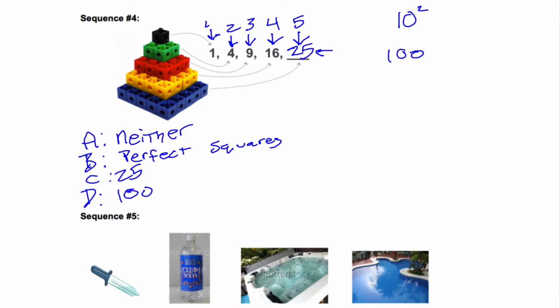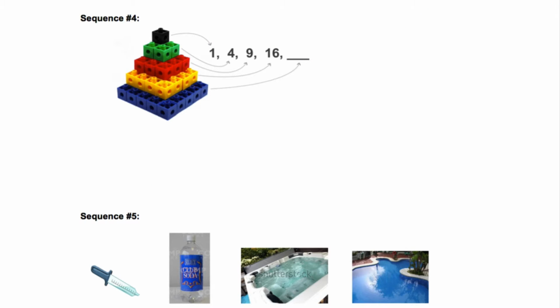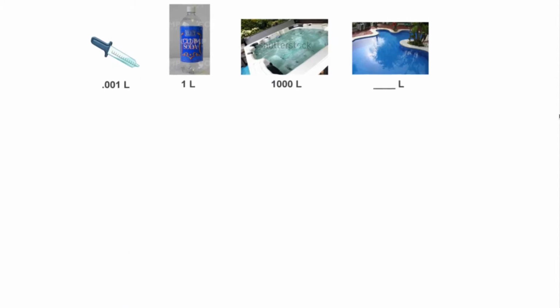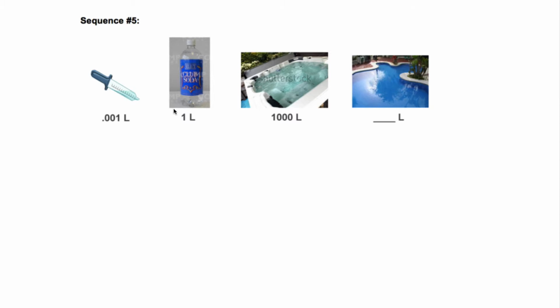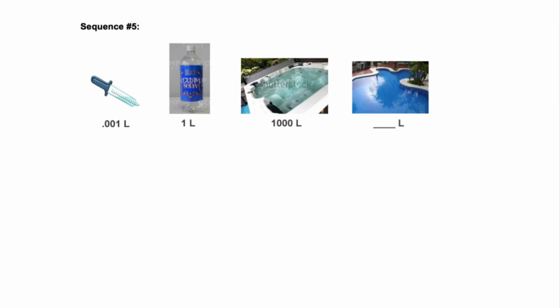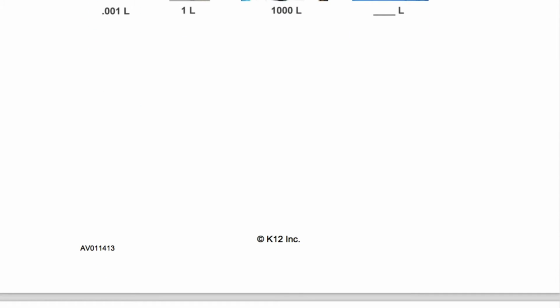Okay. The next one, it's still got a pattern. Okay, you got to figure out what the pattern is. Am I adding or multiplying? And then figure out what the pattern is. So if it's multiplying, what are you multiplying by? Multiply each term by something. What would the next term be? Okay.